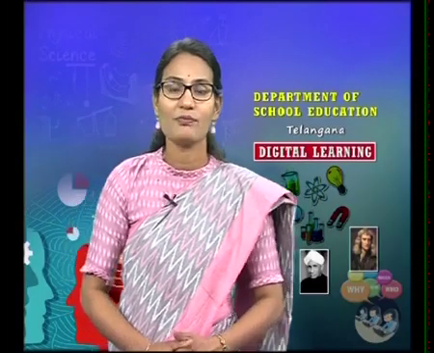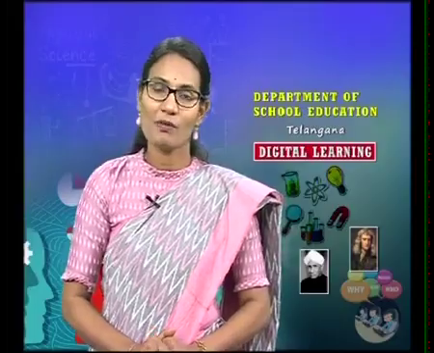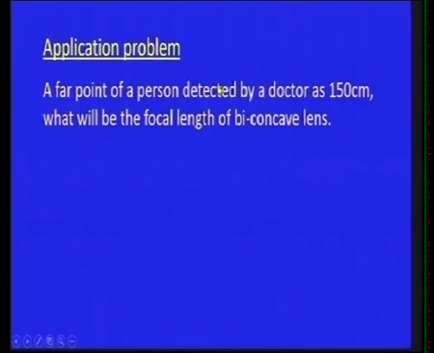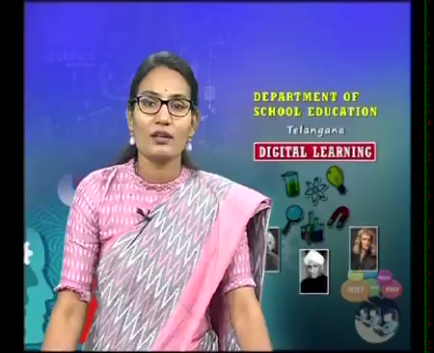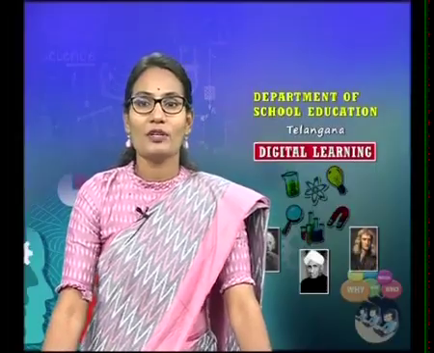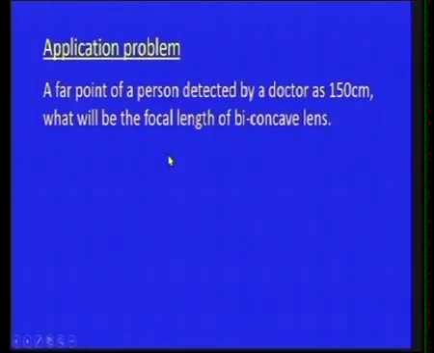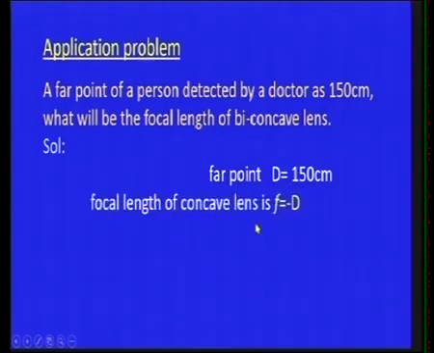To understand this formula, let us do a small problem. The far point of a person detected by a doctor is 150 centimeters. What will be the focal length of the biconcave lens? So here in this problem, the far point is given as 150 centimeters. So the capital D value is taken as 150 centimeters, and the formula for the concave lens is f equal to minus capital D. So f equals minus 150 centimeters. Here minus indicates it is a concave lens.